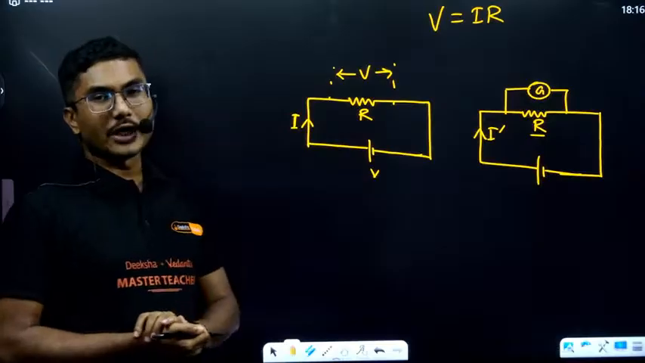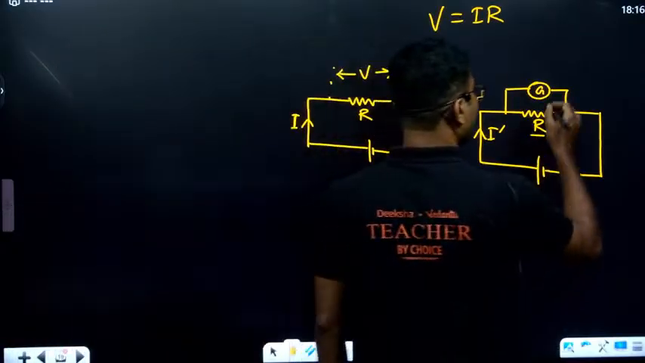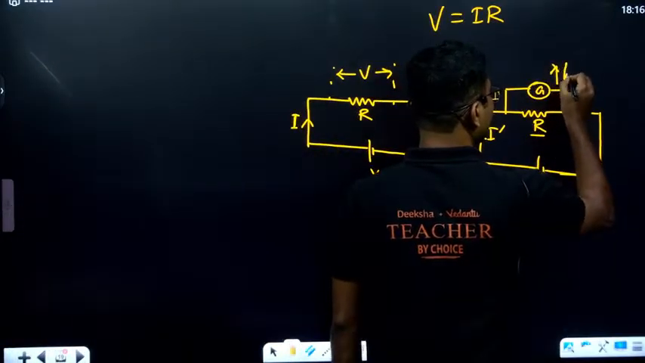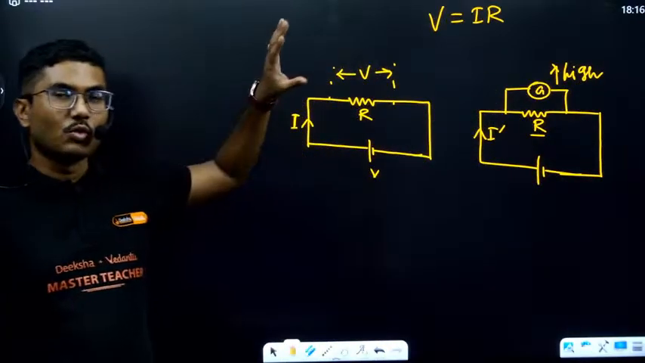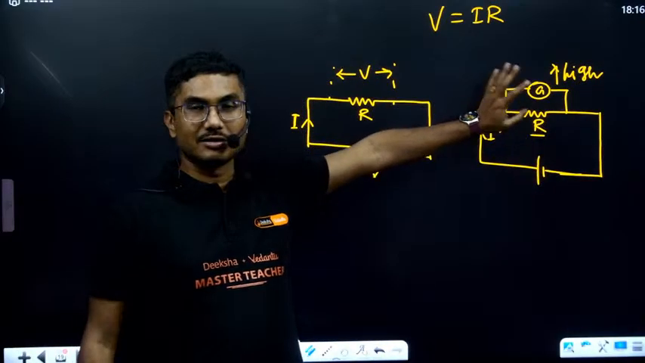So in that case, you have to have a galvanometer with a very high resistance, so that the overall resistance of the circuit does not get affected.